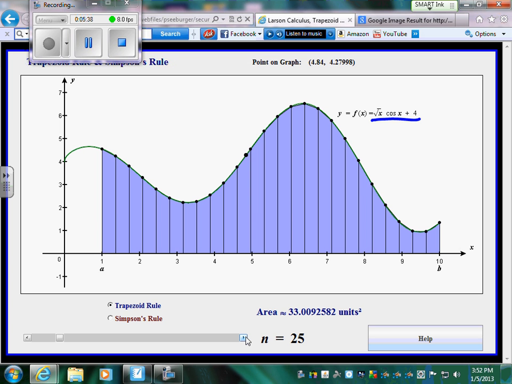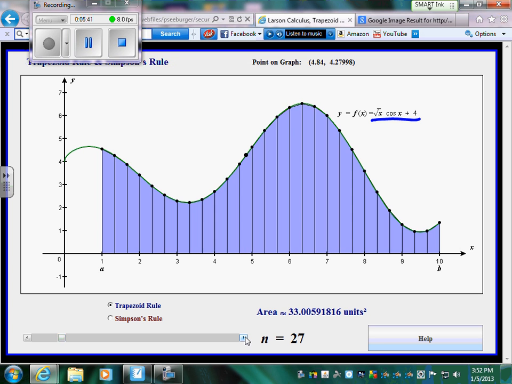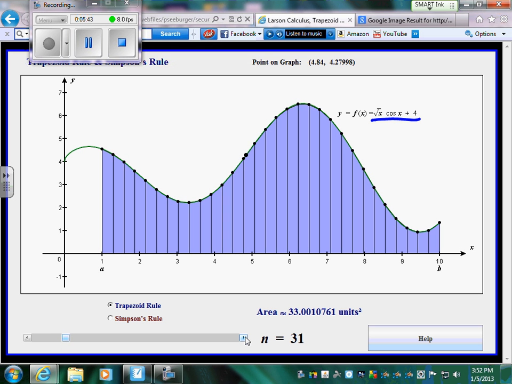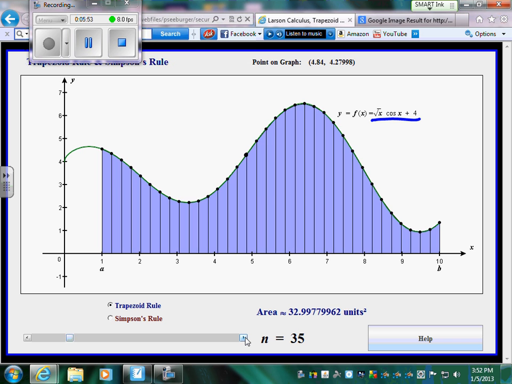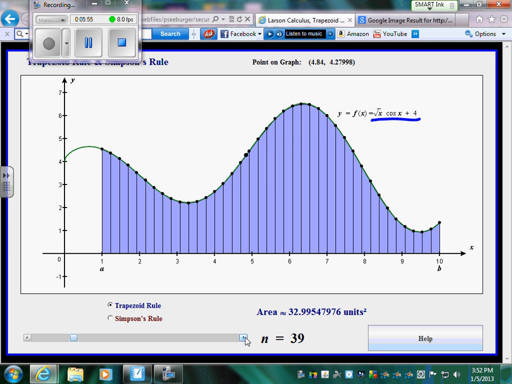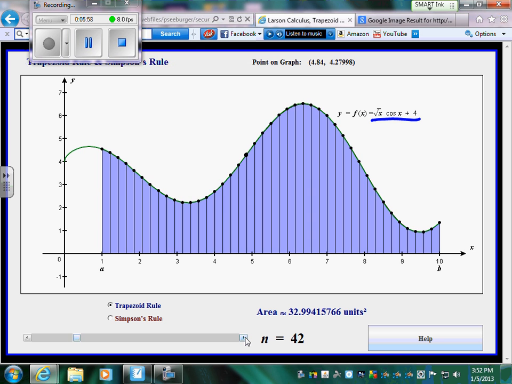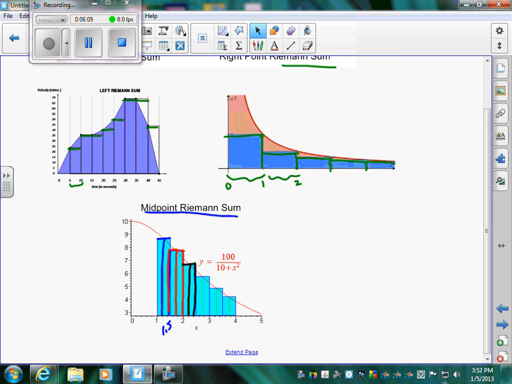And if you look, it appears that our area is probably going to be somewhere around 33. Because as I do more trapezoids, notice that it went closer to 32 or 33. And now we're actually dropping a little bit below 33. So it probably is a little under 33. It should be fairly close to 33. Okay. So that's the idea behind what the trapezoidal method looks like.